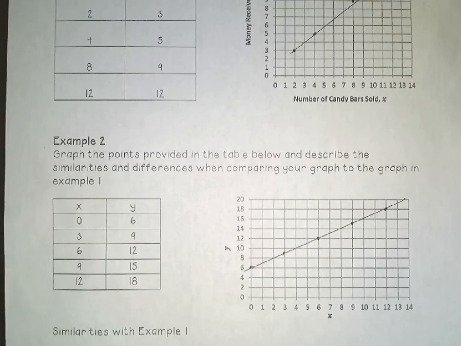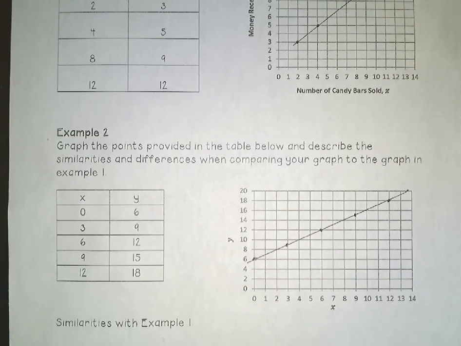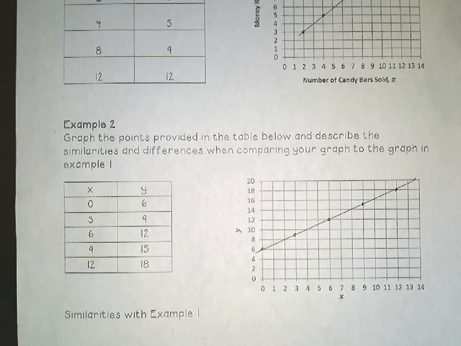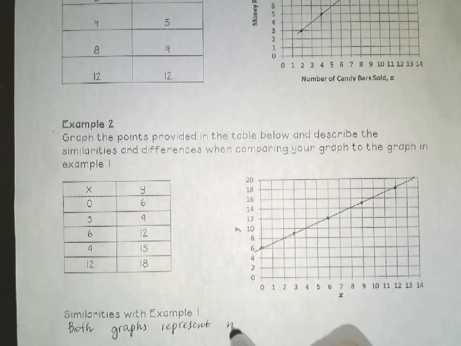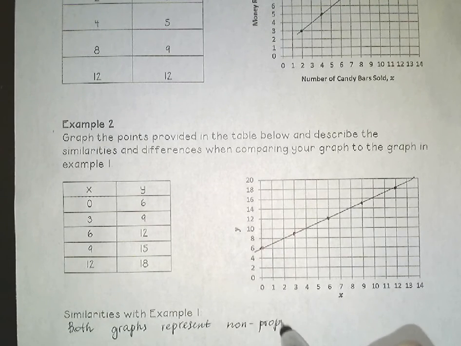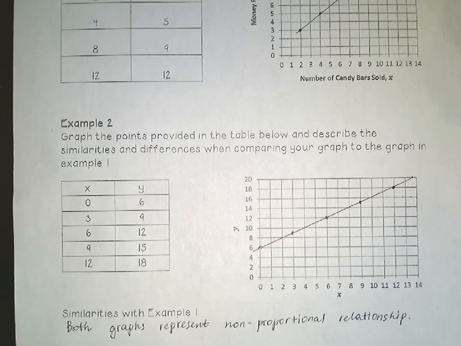So here we can have the similarity with example 1. Similarity with example 1 is that both graphs represent non-proportional relationship. We need to find out the rule or write down the rule. Where can we have a proportional relationship on the graph?